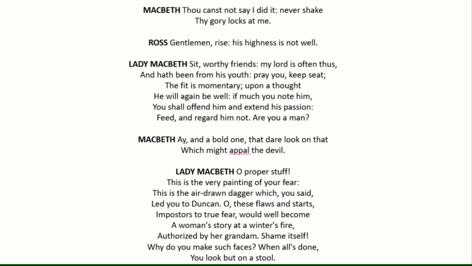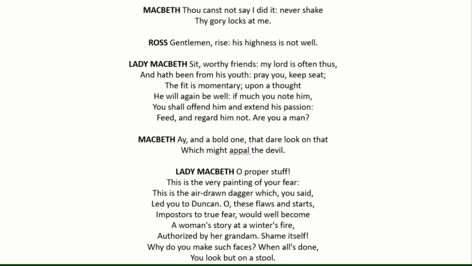And Macbeth's response to Lady Macbeth asking, is he a man? Is I and a bold one that dare look on that which might appall the devil? Oh, proper stuff, this is the very painting of your fear. This is the air-drawn dagger which you said led you to Duncan. Oh, these flaws and starts, impostors to true fear, would well become a woman's story at a winter's fire authorised by her grandam. Shame itself, why do you make such faces when all's done? You look but on a straw.